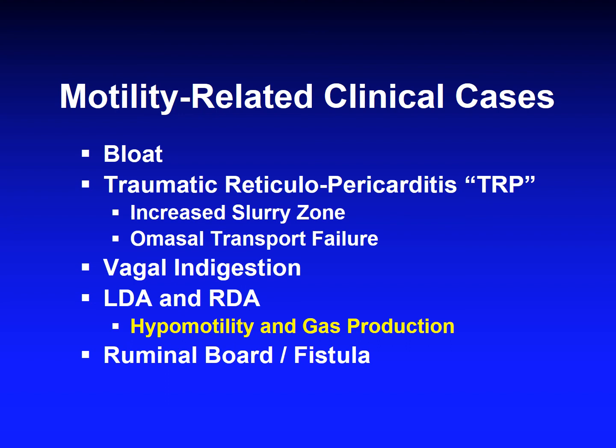It becomes bad, and that's when you need to treat the animal, or sometimes you lose the animal. Vagal indigestion, again, is one of those cases where you have trauma to the vagal innervation of the rumen, and usually this happens through enlargement of lymph nodes located near the vagus nerve, especially in sheep.